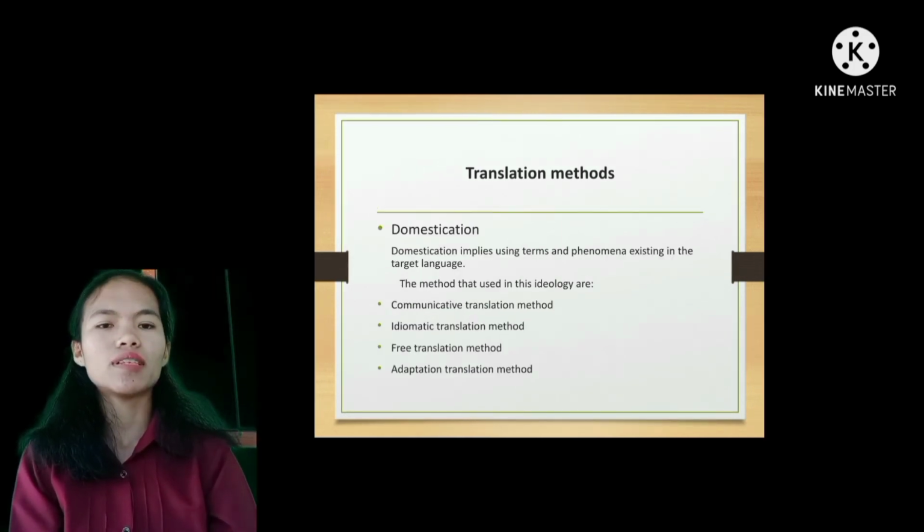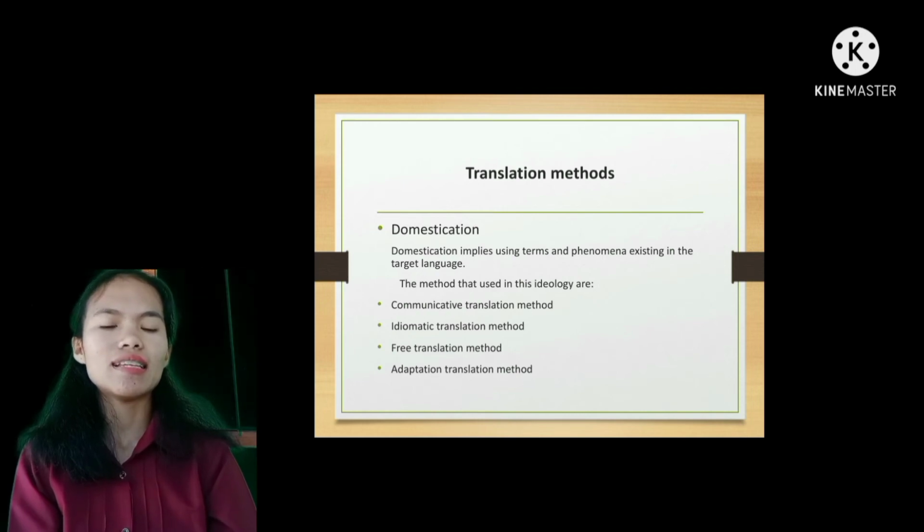Okay, now we'll continue with the domestication. So domestication is emphasized on the target language. There are four translation methods in this ideology. The first is communicative translation method. It tries to render the exact contextual meaning of the original in such a way that both content and language are readily acceptable and comprehensible to the readership.